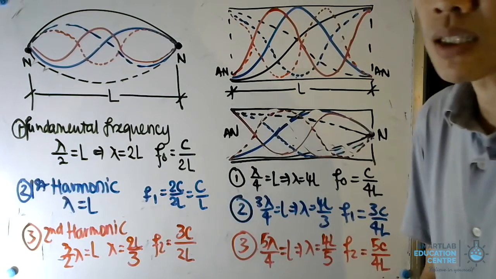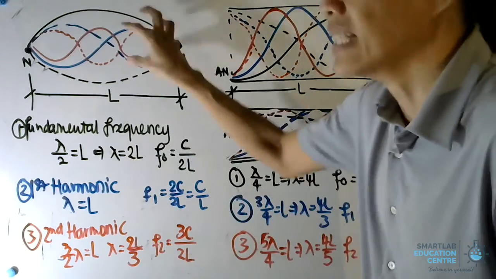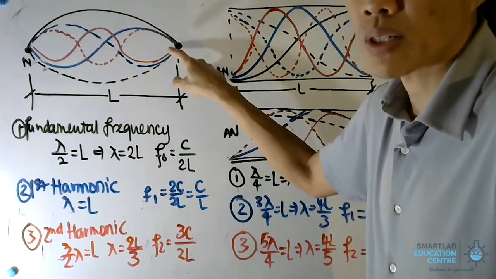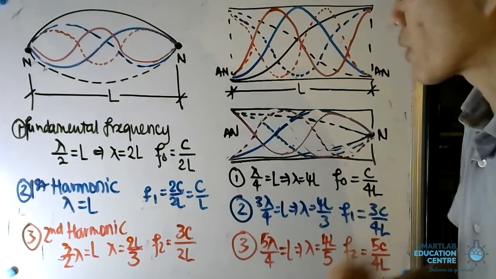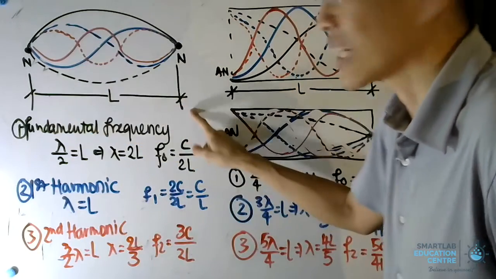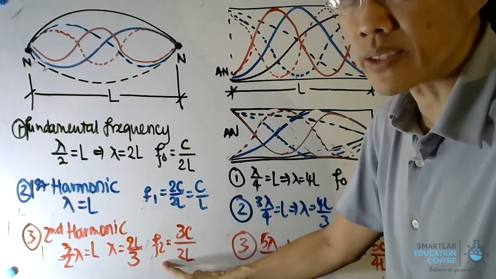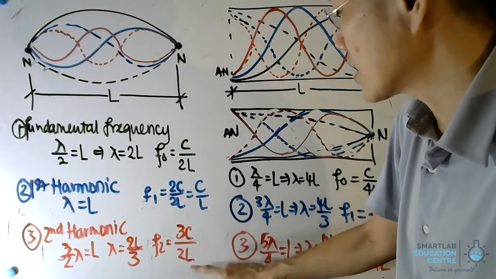Next, we go to the second harmonic. In the second harmonic, we'll add in one more segment. So in this case, previously with two segments, now we add one more. If you take a look at the red line, from there we know that this is 1.5 wavelength. So 1.5 wavelength is equal to L. From there, we work out that F2 is now 3C divided by 2L.